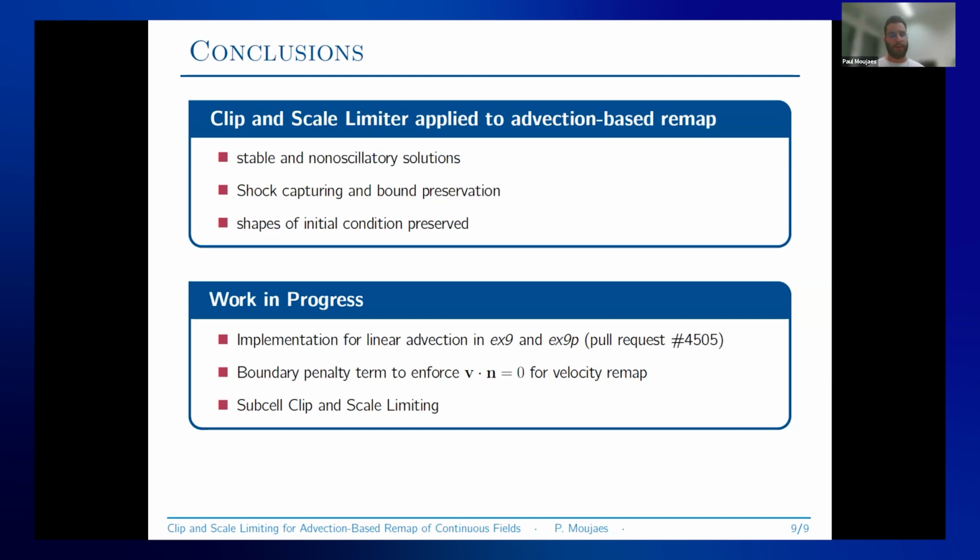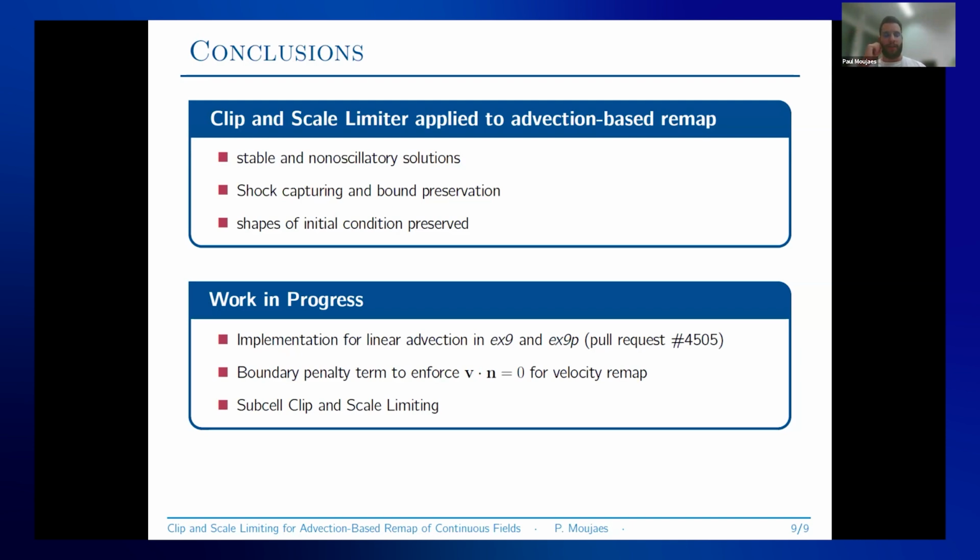Work in progress at the moment. I've implemented this into example 9, the serial and the parallel version. It's under review at the moment. I need to do a little bit of adjustments, but that's done in a few minutes. We worked on some boundary penalty terms to enforce the normal component of the velocity field in the velocity remap to be 0. So after the remap phase, the boundary nodes don't start moving inwards or outwards of the boundary.